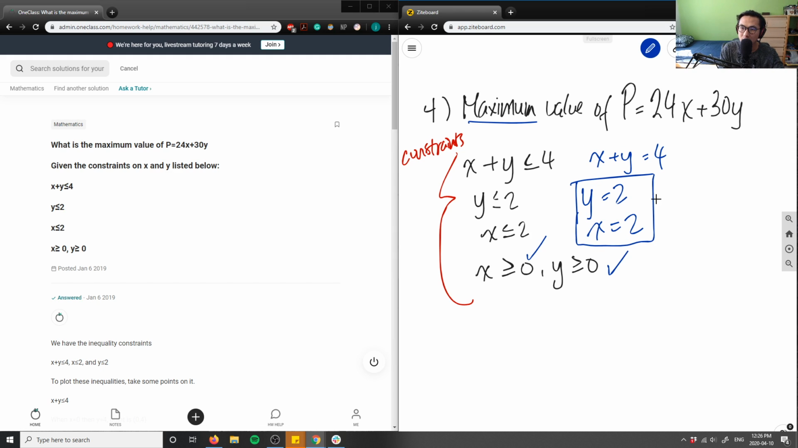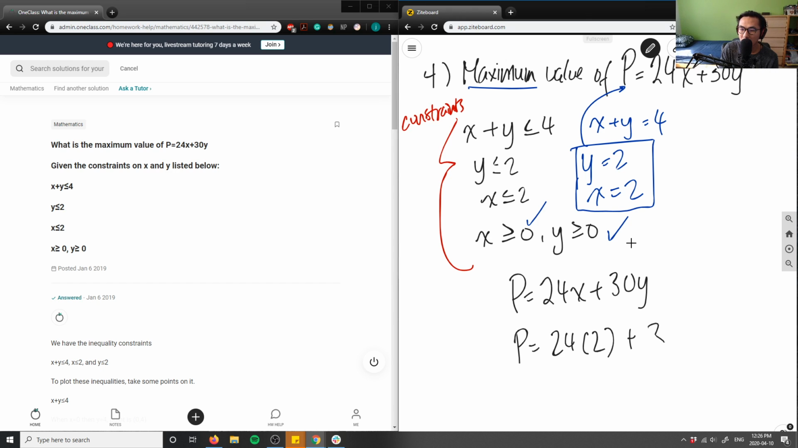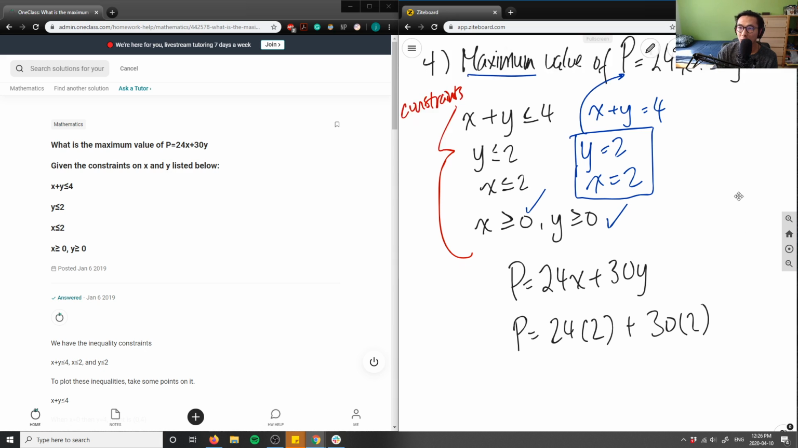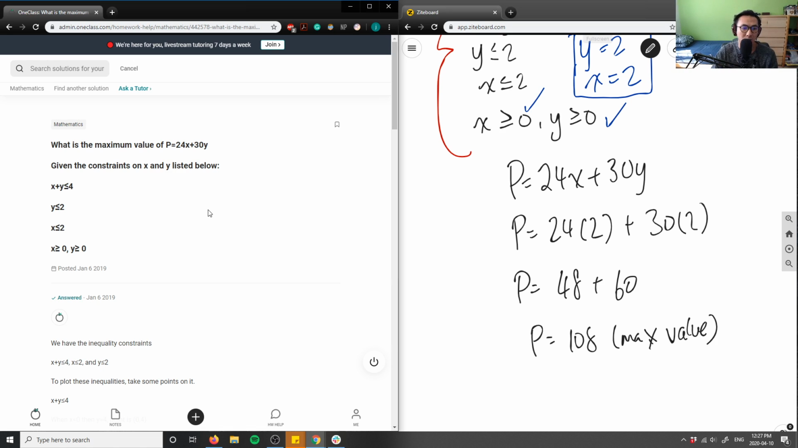This is what I'm going to need to plug in for p here. So let me solve this problem. This is p equals 24x plus 30y, and I have here p equals 24 times 2, plus 30 times y, which also equals 2, right? Then I can simply solve this. The maximum value of p: 24 times 2 is 48, plus 30 times 2 is 60. 48 plus 60 is 108, and that's going to be my final answer for this problem. The maximum value of p is 108. So this here is my max value.